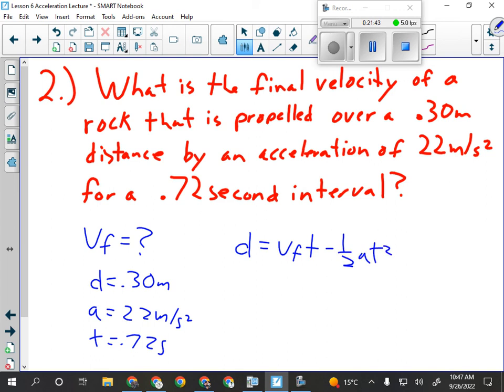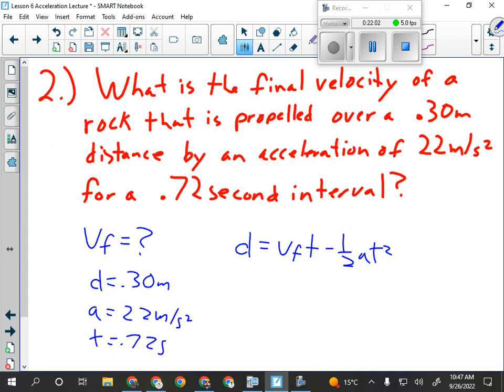What happens here sometimes is people assume VI is what? Does it ever tell us that? No. And this isn't a situation where I can get that from the context. It doesn't say it was dropped or anything like that. It just says it was accelerated. It may have already been moving. We don't know that from the context of this question.